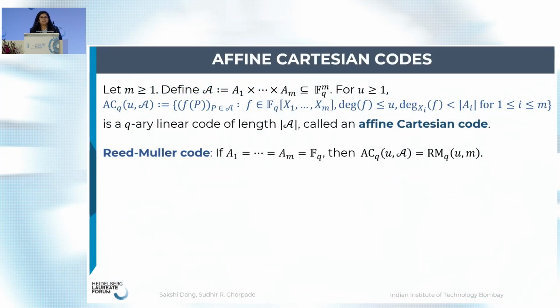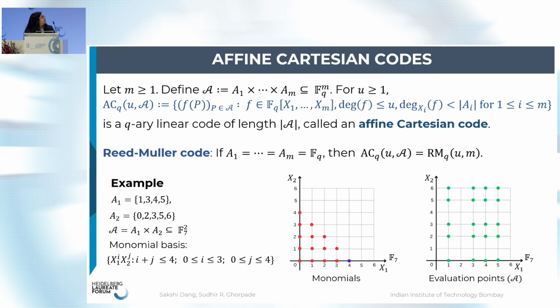This is a joint work with my PhD supervisor, Sudhir Ghorpade, and I'm talking about affine Cartesian codes. These codes are obtained by evaluation of a bunch of polynomials on a collection of points given by Cartesian product of subsets of the finite field F_q. The details can be found in the poster, but a special case of these is the famous Reed-Muller code, when you take each of the subsets to be F_q itself, and Reed-Muller codes have been in existence ever since the origination of coding theory.